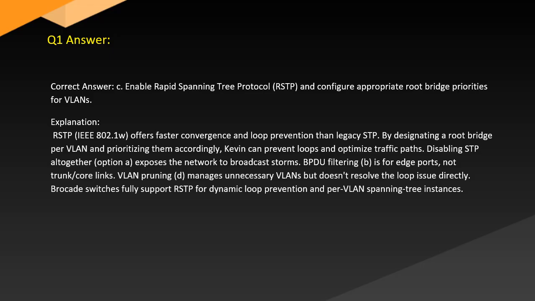Disabling STP altogether, option A, exposes the network to broadcast storms. Filtering, option B, is for edge ports, not trunk links. VLAN pruning, option D, manages unnecessary VLANs but doesn't resolve the loop issue directly. Brocade switches fully support RSTP for dynamic loop prevention and per-VLAN spanning tree instances.